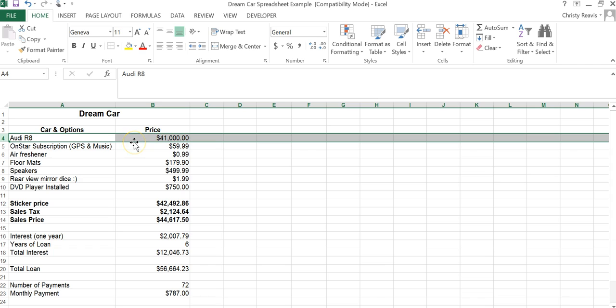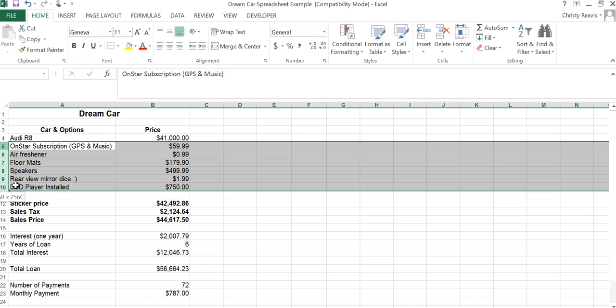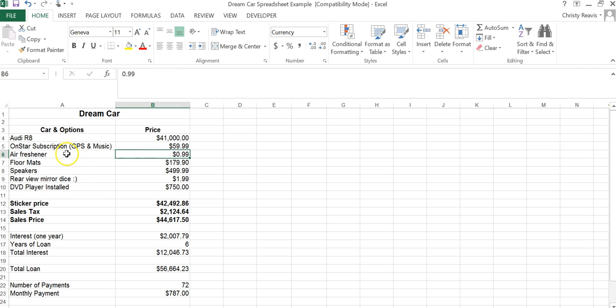Now, we want to use a function. So besides just the price of the car, I want you to find 5 things that are not already on that car that you would like to buy. Actually, I'm sorry, that's 6. So I made these up. So an on-car subscription for the GPS and music, an air freshener for $1, floor mats, new speakers, upgraded speakers. I got a little distracted and did some dice on the rearview mirror, and then even installing a DVD player. Now, you're just going to find estimates on these prices.